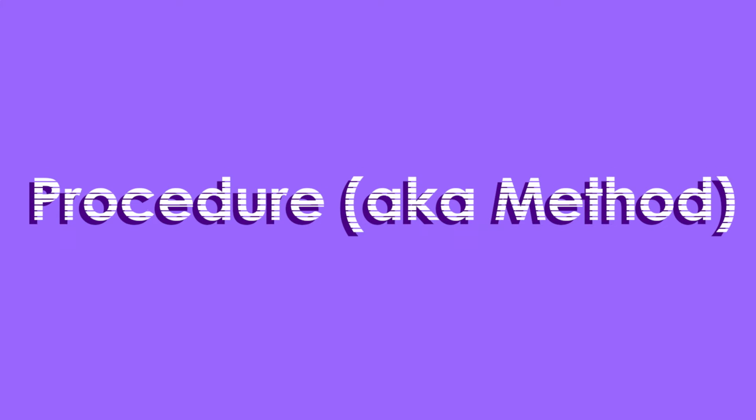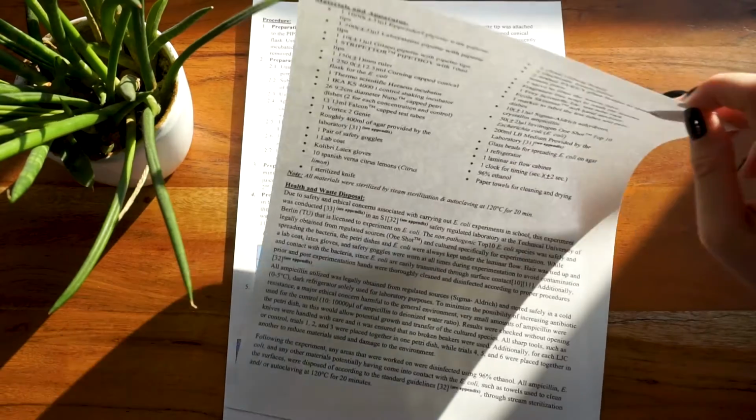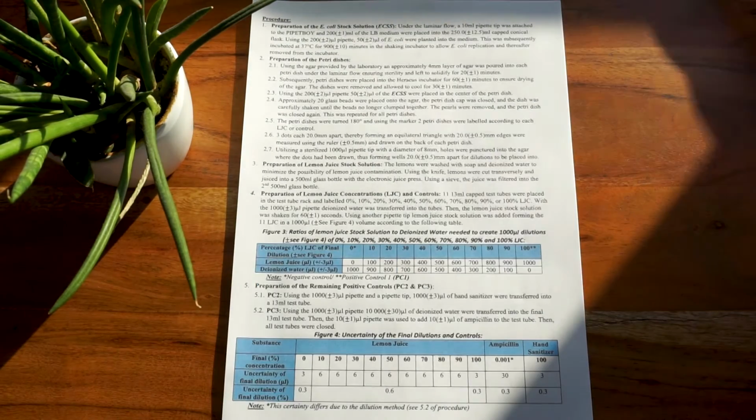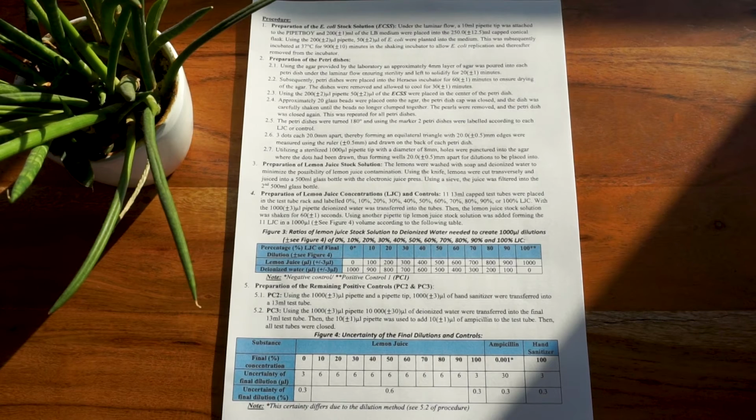Next, we have the procedure, also known as the method. Here, you basically just write in detail what you did. What I mean with in detail here is that you write down literally every single step of what you did. If you dried your test tube with a paper towel, you write that down. If you set your plants in front of a window, you write that down, including the placement as to where you placed it in front of the window. If you tare the electronic balance, you write that down. You kind of get the point here.